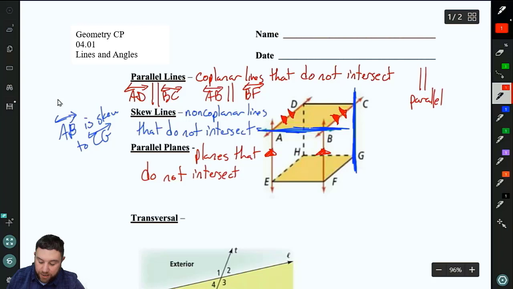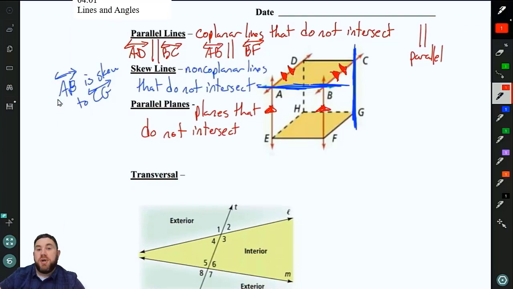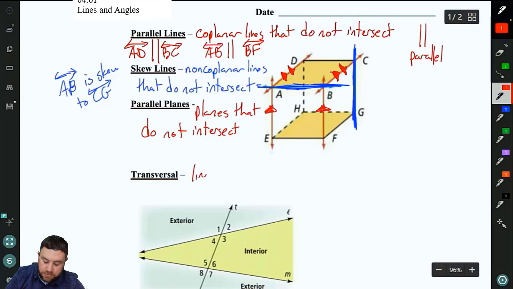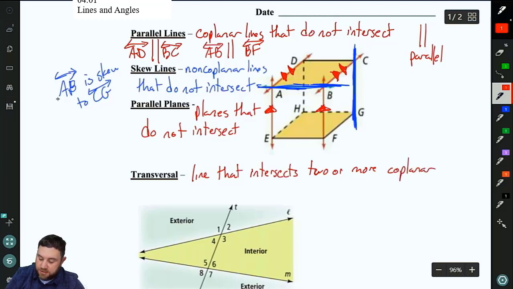All right, another vocabulary word that you need to know is a transversal. We will use that a lot. It's a line that intersects two or more lines. Two or more coplanar lines. Got to be specific about that.